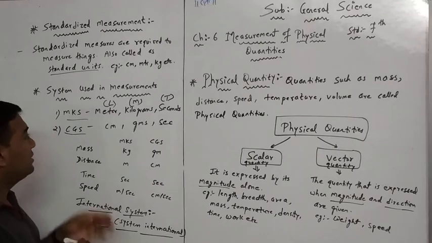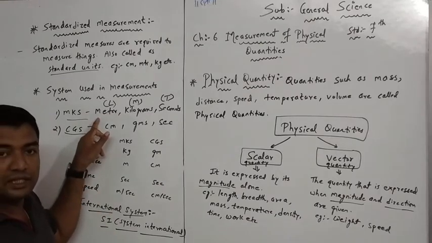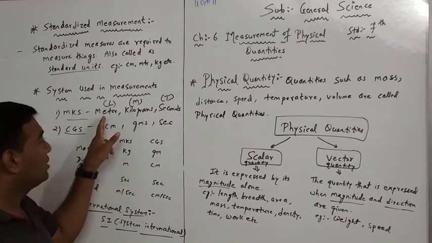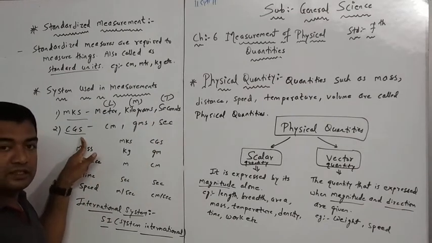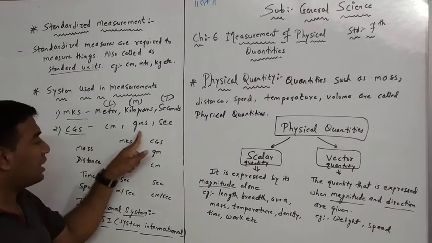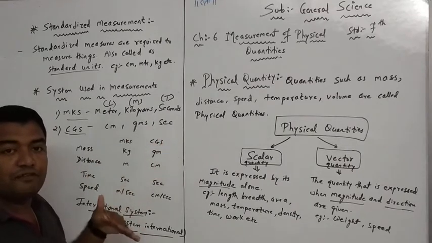So in the MKS system, the metric system, that is the international units, they use meter, kilogram and second. And when we are going for the CGS system, that is centimeter, gram and seconds. Let us see a few examples.